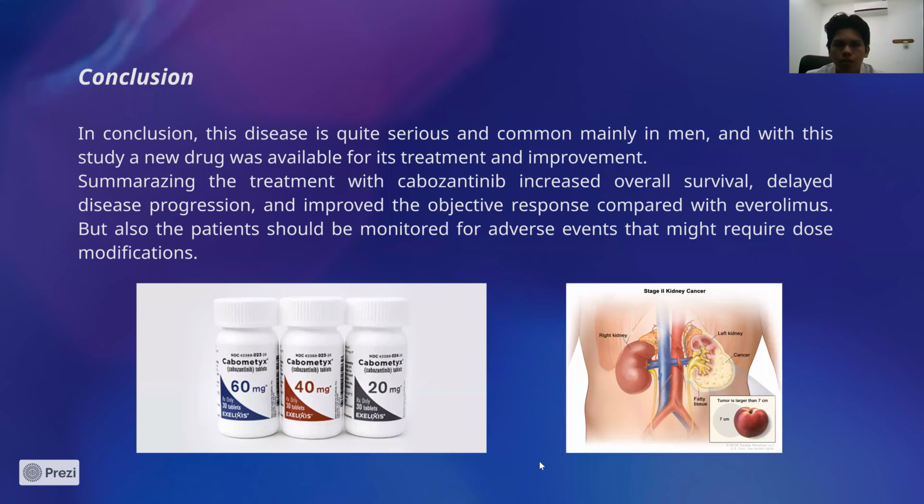In conclusion, this disease is quite serious and common mainly in men, and with this study, a new drug became available for its treatment and improvement. Summarizing, the treatment with cabozantinib increased overall survival, delayed disease progression, and improved the objective response compared with everolimus. But patients should also be monitored for adverse events that might require dose modifications. Thank you so much.